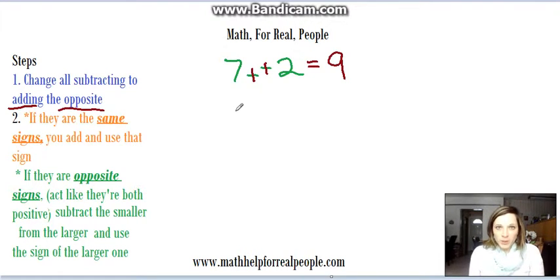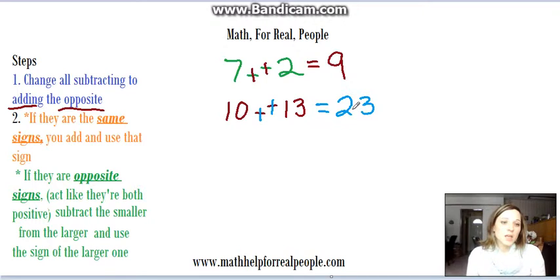Let's look at another one, make sure we can see all different kinds of problems. So, let's say you have 10 subtract negative 13. So, instead of subtracting, we're going to be adding the opposite. So we add the opposite, and we get 23. They were the same signs, so you added them, and you kept it positive.